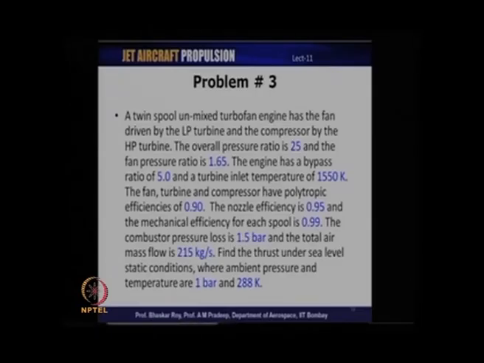Find the thrust under the sea level static conditions where ambient pressure and temperature are 1 bar and 288 Kelvin. So, in this problem, which is to do with an unmixed turbofan, which means that there are two separate nozzles which are used, a cold nozzle or the bypass nozzle or the secondary nozzle, and the primary nozzle, which is like that used in a turbojet engine.